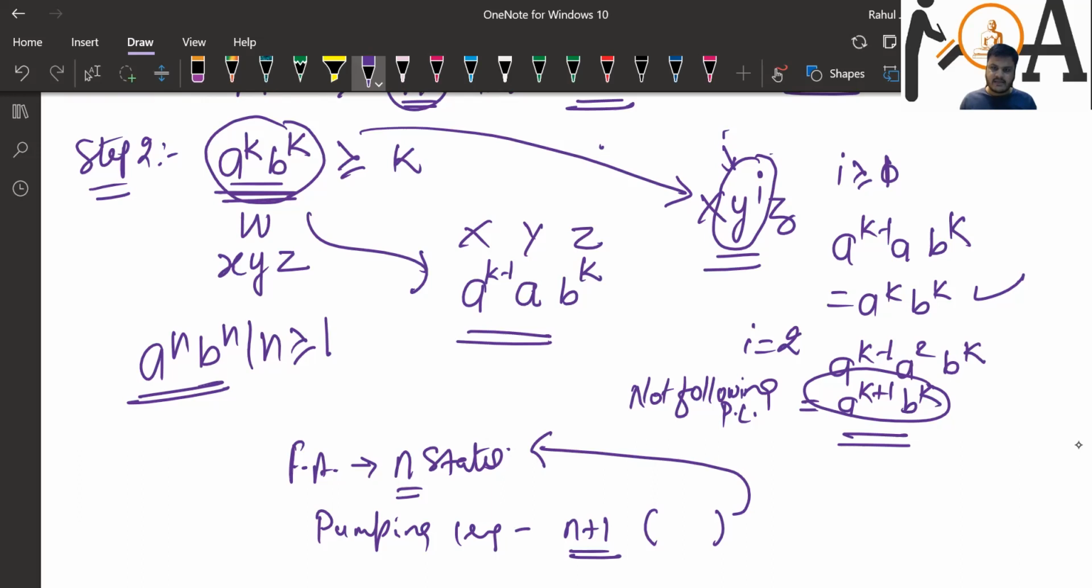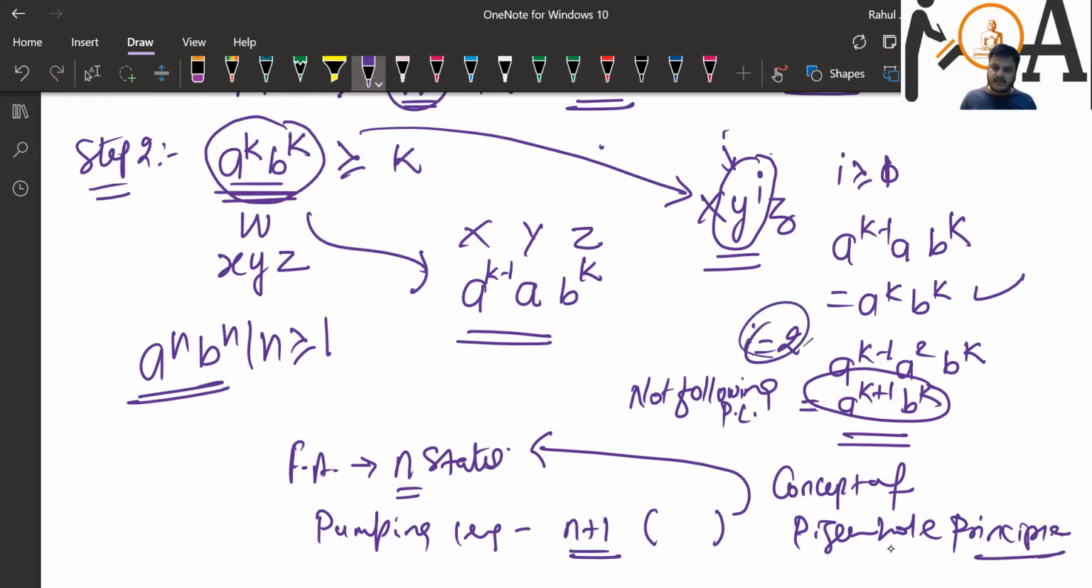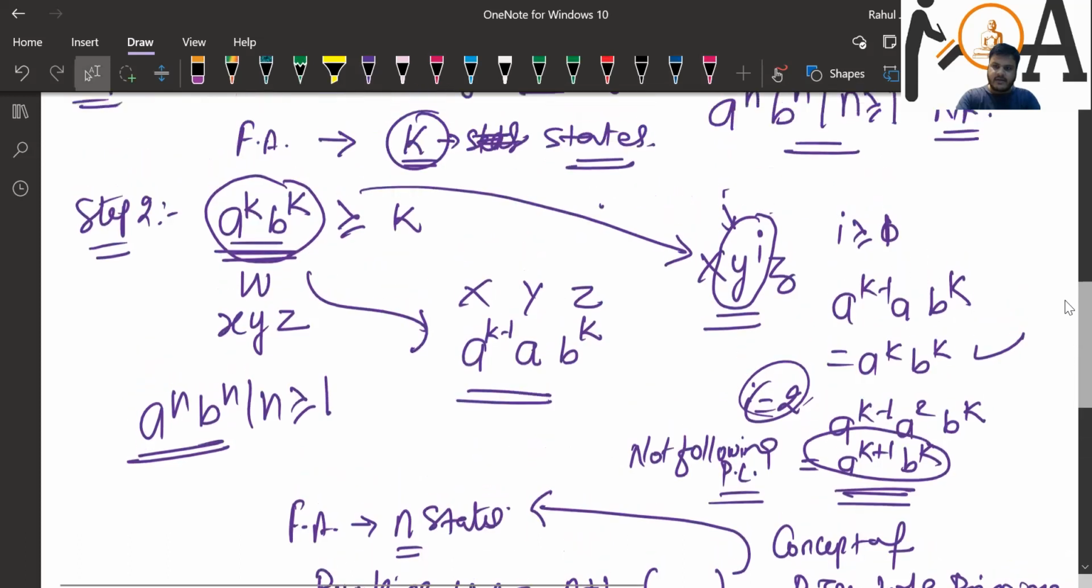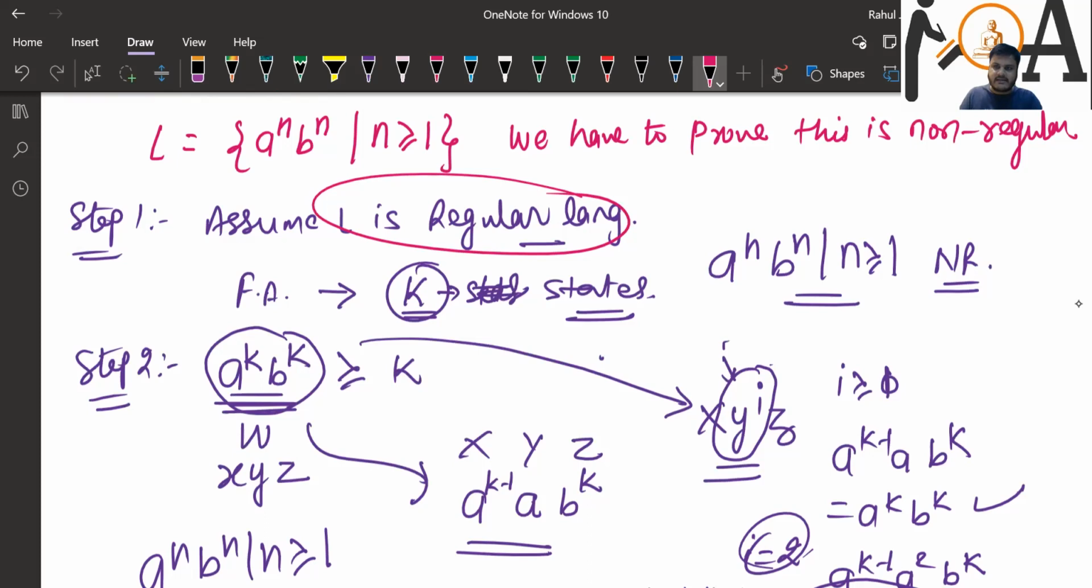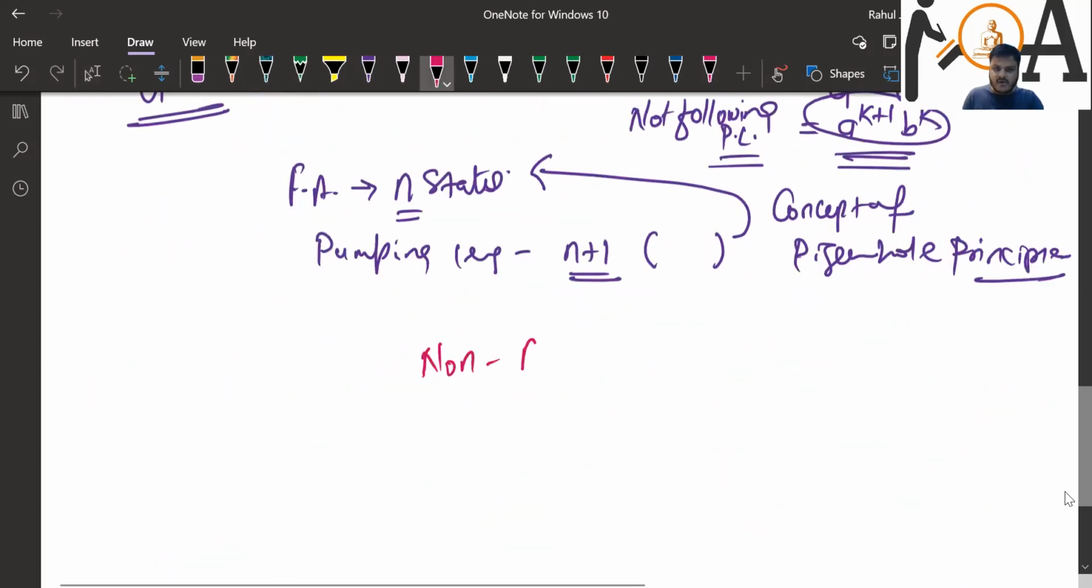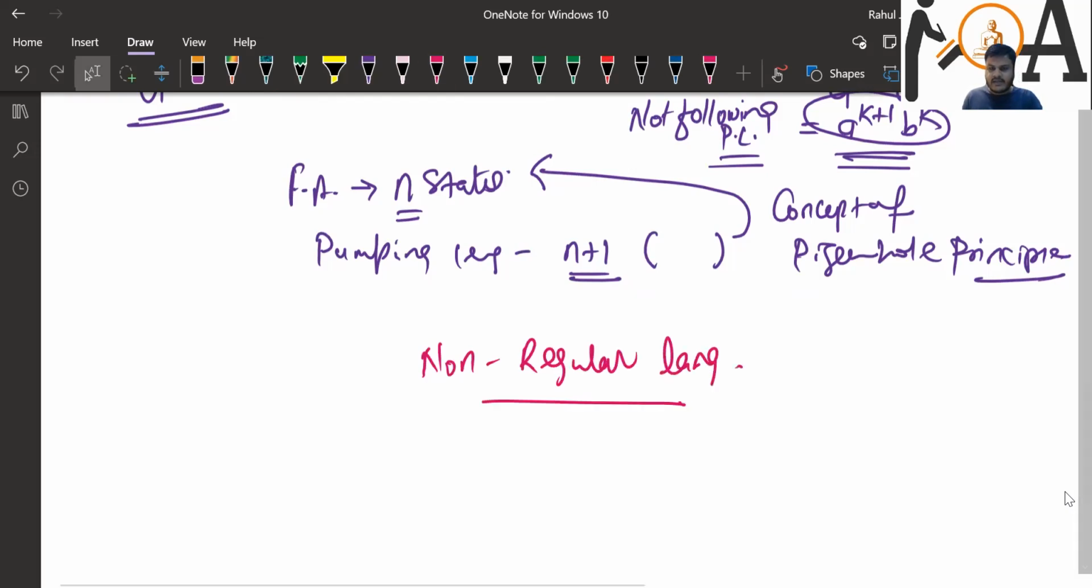That is the only way it is possible. This is the concept of the pigeonhole principle, isn't it? Using that, we can simply say that if we increase the value of I, the resultant string is not part of our language, hence this is not possible. It means that it is not following the pumping lemma. If it is not following the pumping lemma, it contradicts our assumption. What was our assumption? That L is a regular language. But it contradicts because it fails to satisfy the pumping lemma. That's why we can say that this is a non-regular language, because it failed to satisfy all the properties of the pumping lemma.